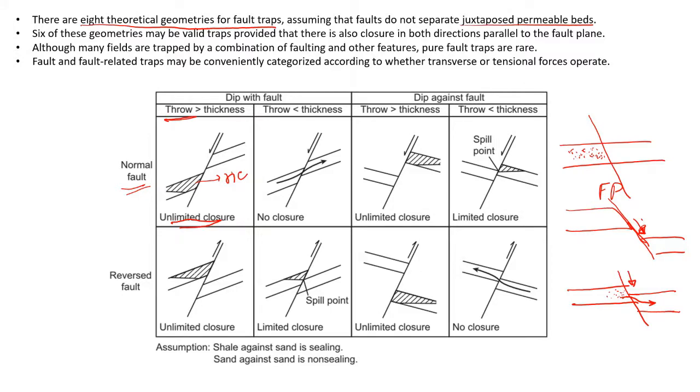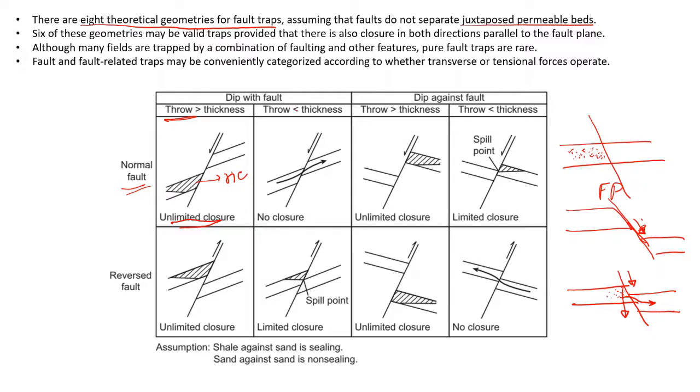Okay, so what is the throw? The vertical movement in a fault. I am sure you all are aware of the terminologies associated with faults. So if the throw of the fault is more than the thickness, then there will be unlimited closure, as the hydrocarbon bearing portion of the rock will be sealed by the fault plane.